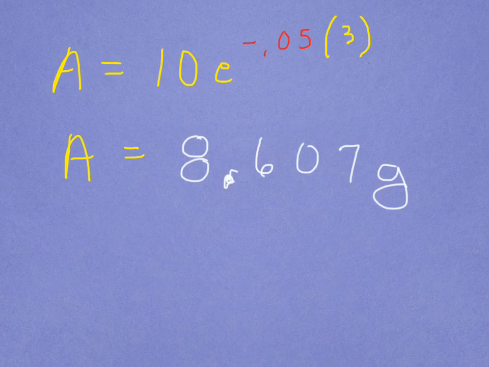The reason it's decaying so slowly is that it has a decay rate of 5% per year. So if you think about it, 10% would be 1, 5% would be a half, and they're doing that for a year and a half. So we're going to get close to 8.5, or in this case 8.607 grams.